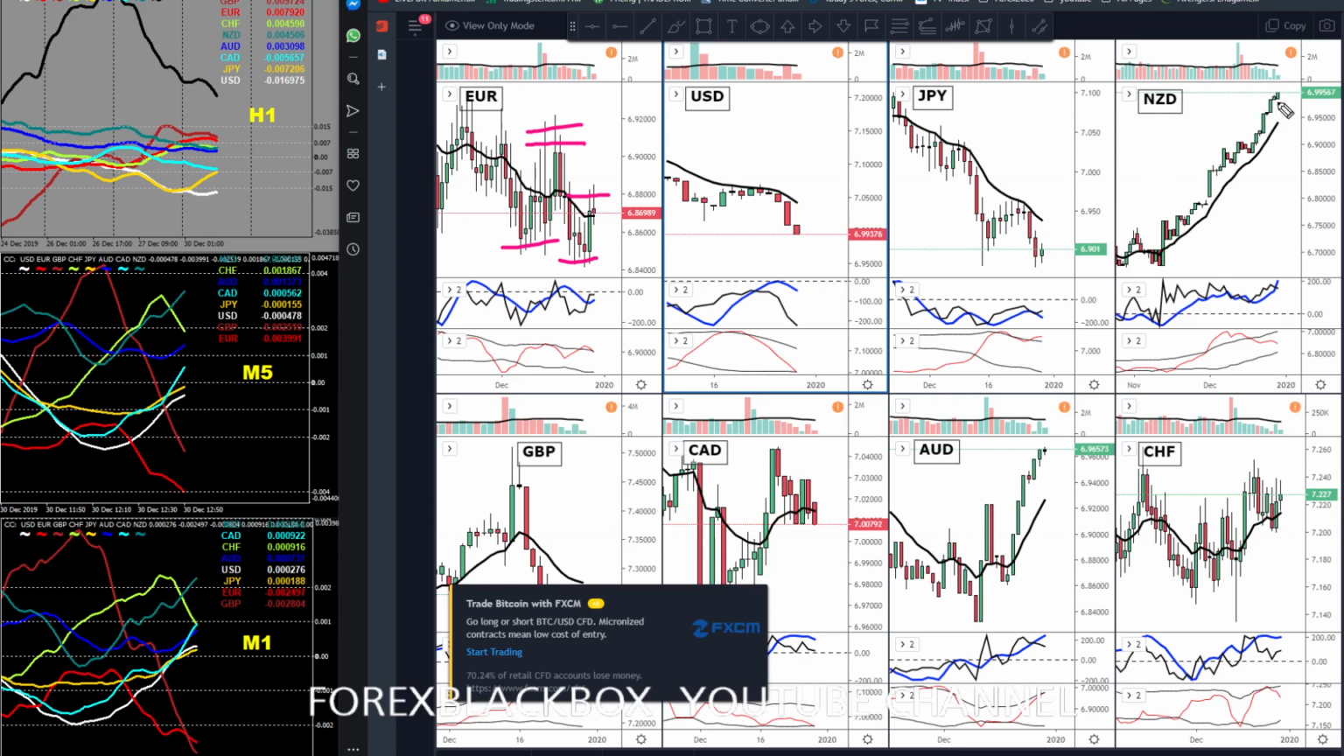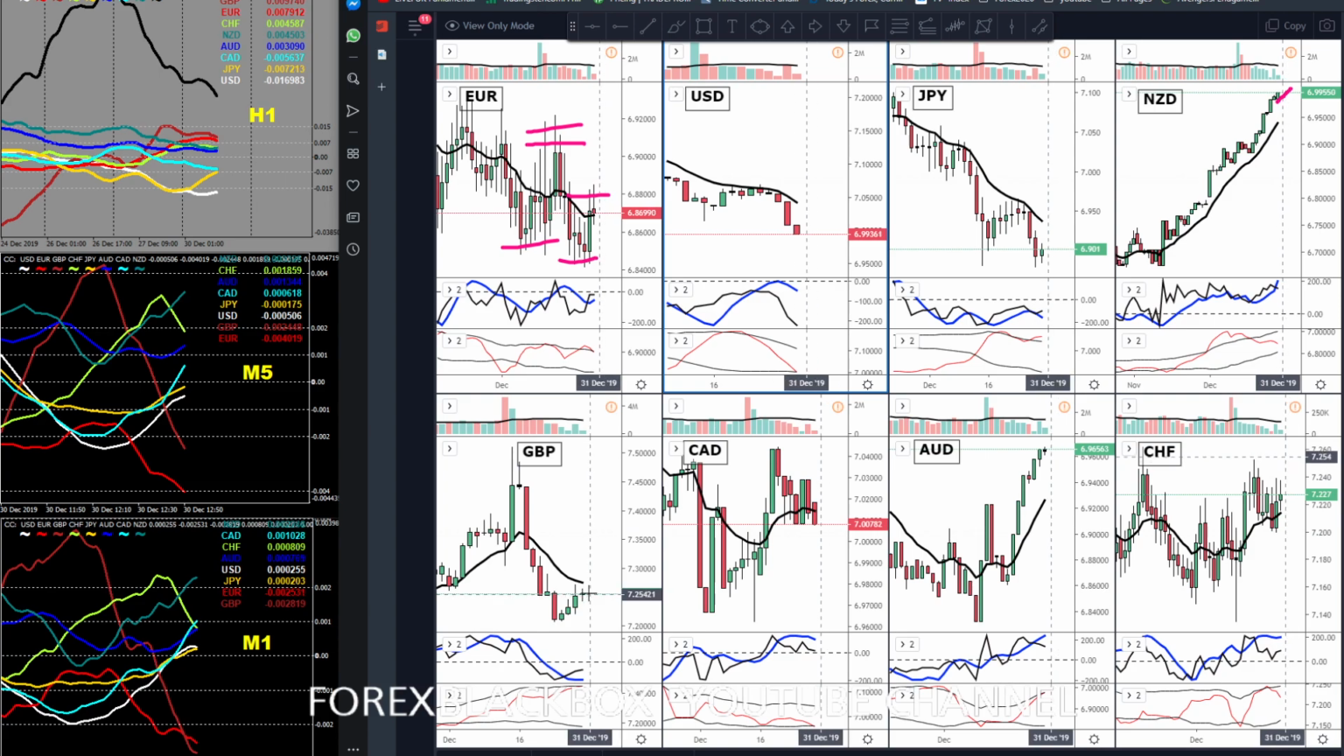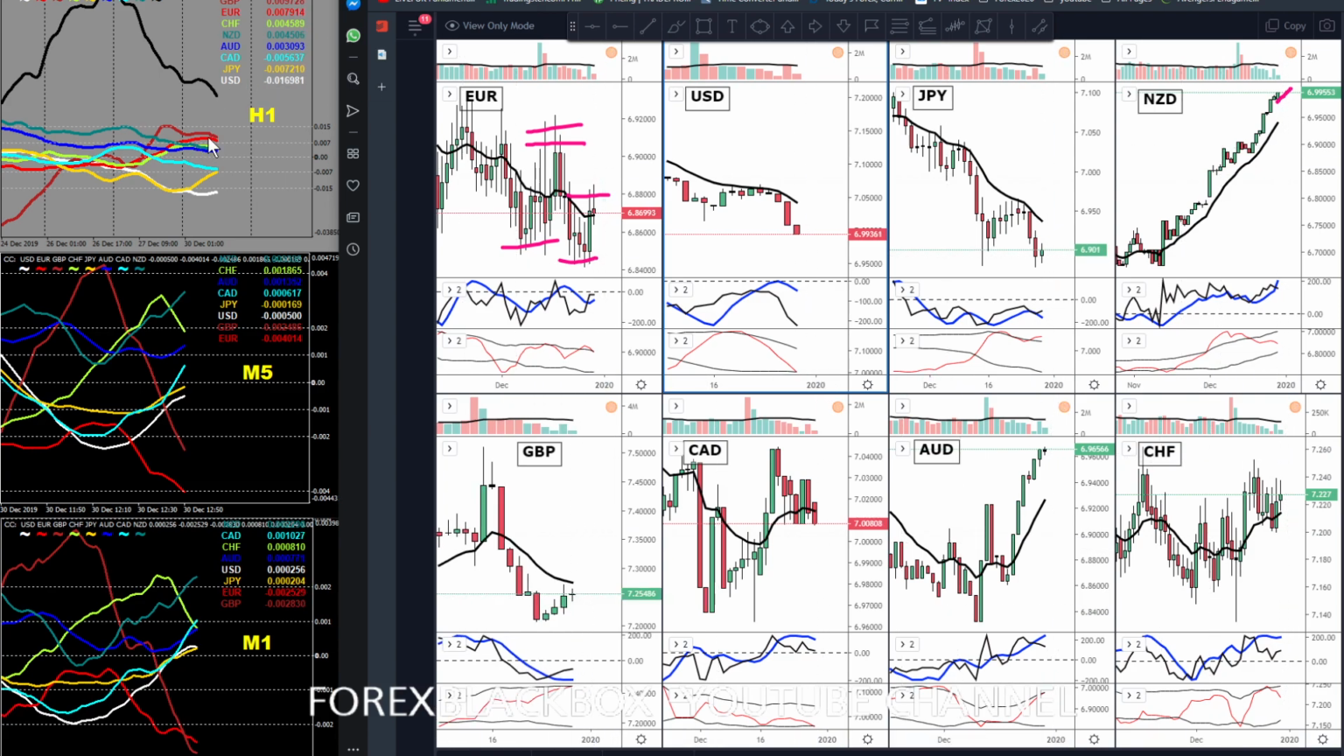New Zealand, as you can see, is really increasing in value. It's going up, which is a good thing. Pound, you can see, is flat at the moment. As you can see in 1 hour here, it is flat. There's nothing really to do, so we have to watch it and see what's gonna happen.